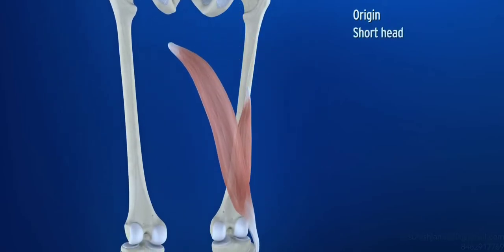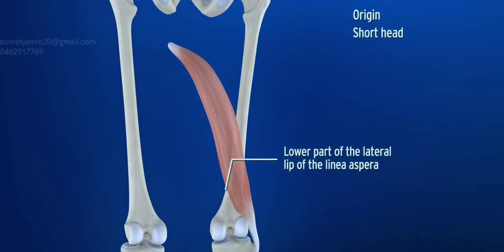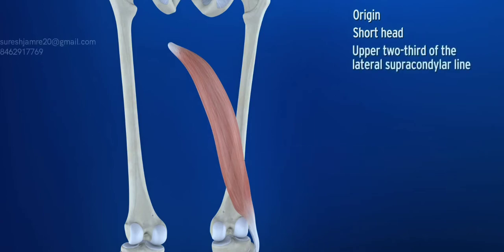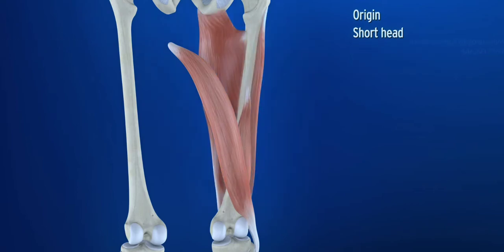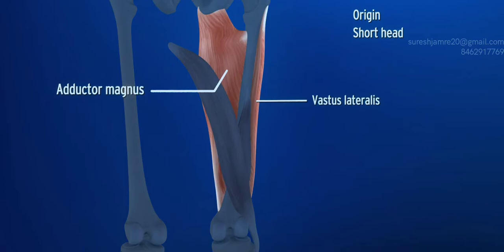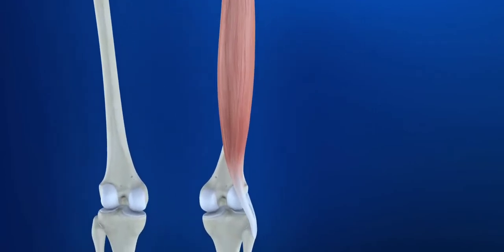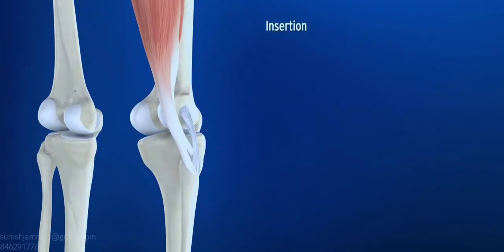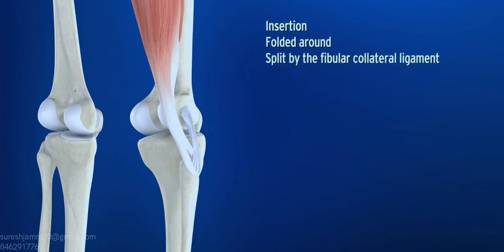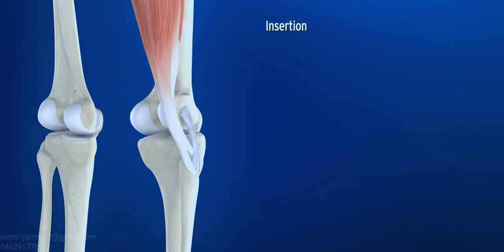Short head: it arises from the lower part of the lateral lip of the linea aspera and upper 2/3 of the lateral supracondylar line between adductor magnus and vastus lateralis, also from lateral intermuscular septum. Insertion: the tendon is either folded around or is split by the fibular collateral ligament. It is inserted into the head of the fibula.